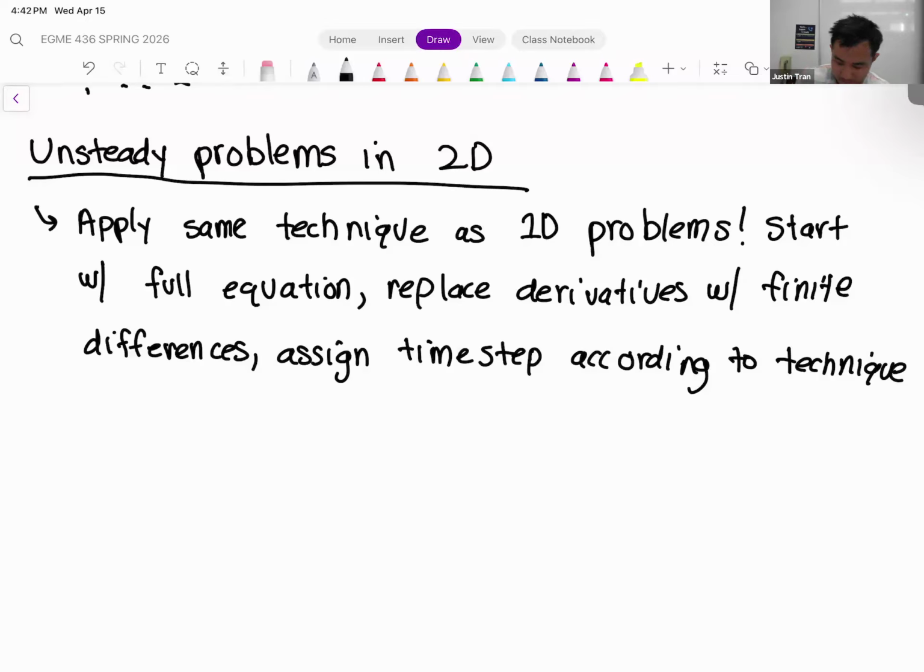Okay. So let's go ahead and do that. And let's do explicit Euler for this example here. Okay, I guess this is not an example. This is kind of more of a derivation.